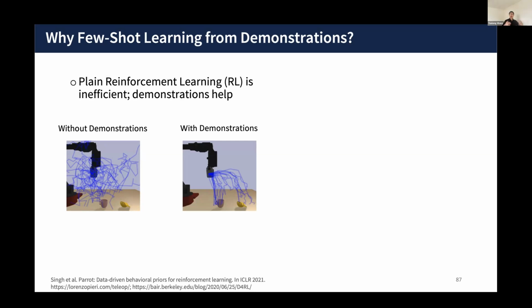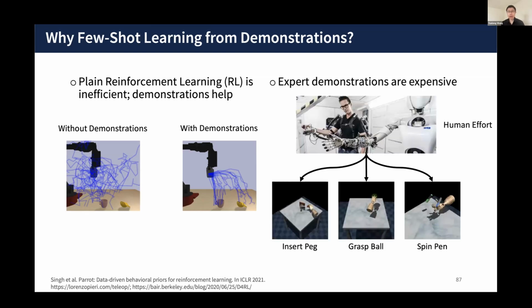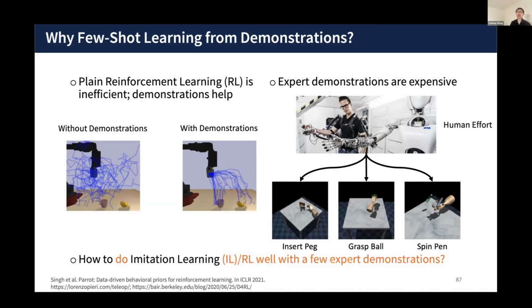Well, we can also solve the task by imitation learning, IL, that mimics the expert demonstrations. The expert demonstrations are usually expensive and demand significant human effort. This leads to an important question: how to do imitation learning and RL well with a few expert demonstrations.